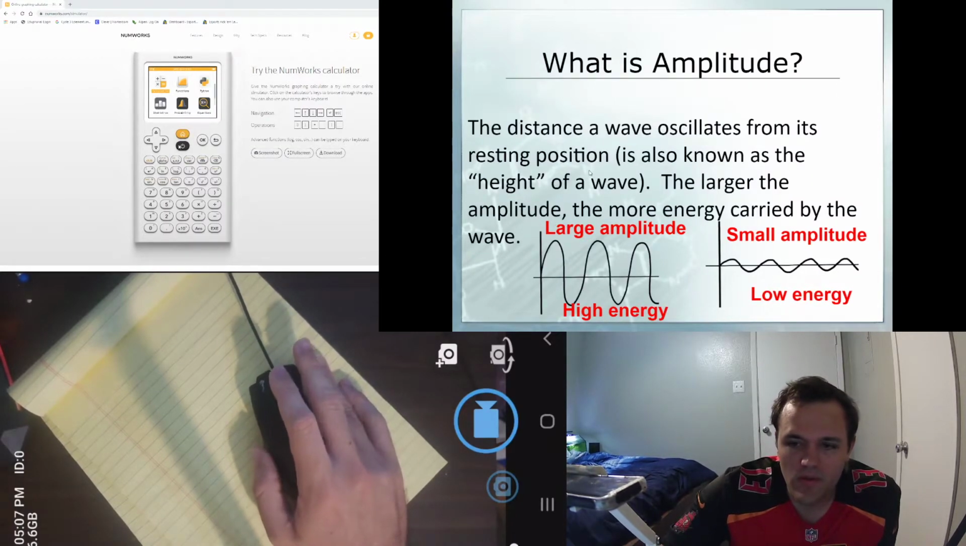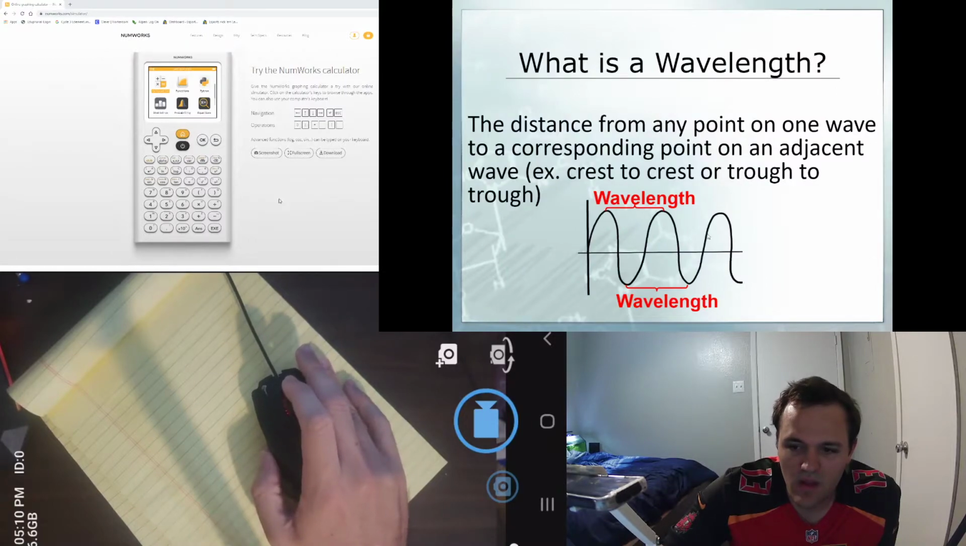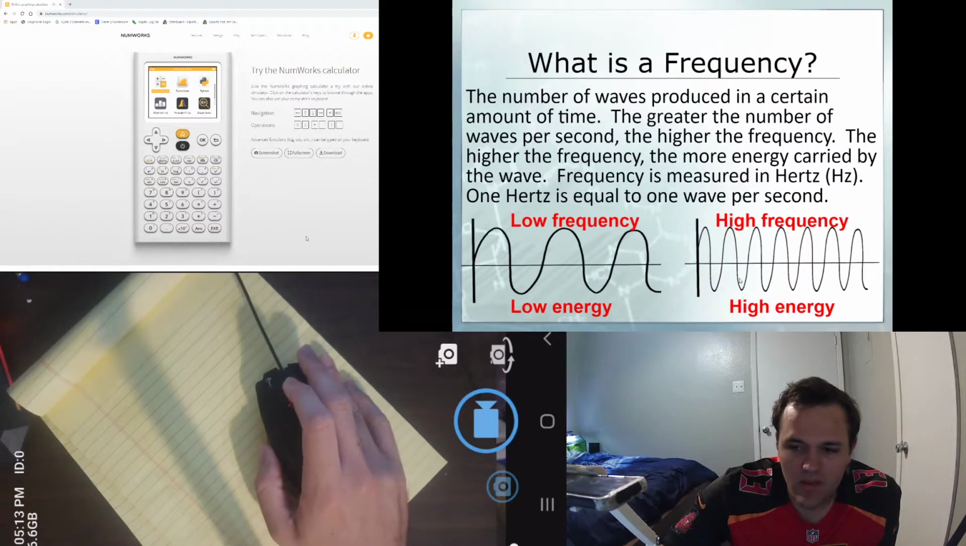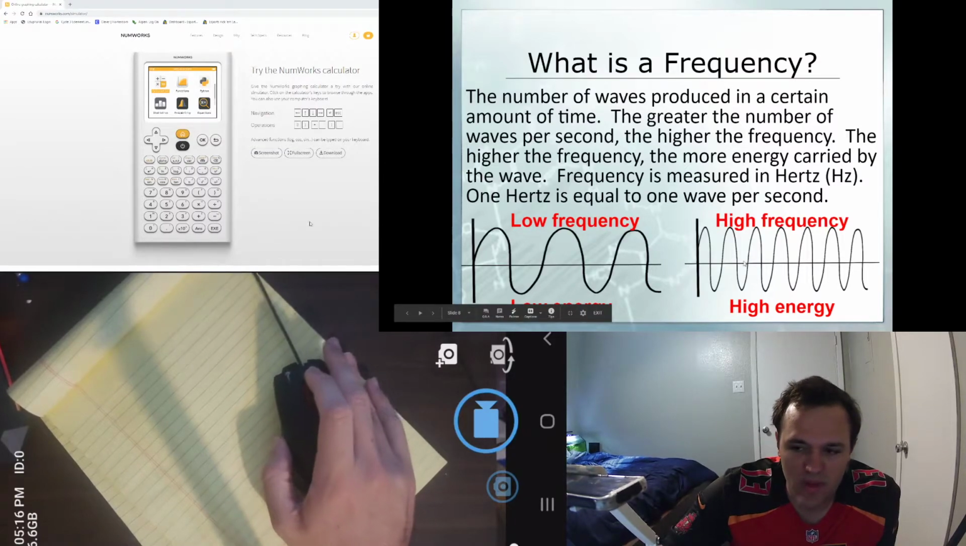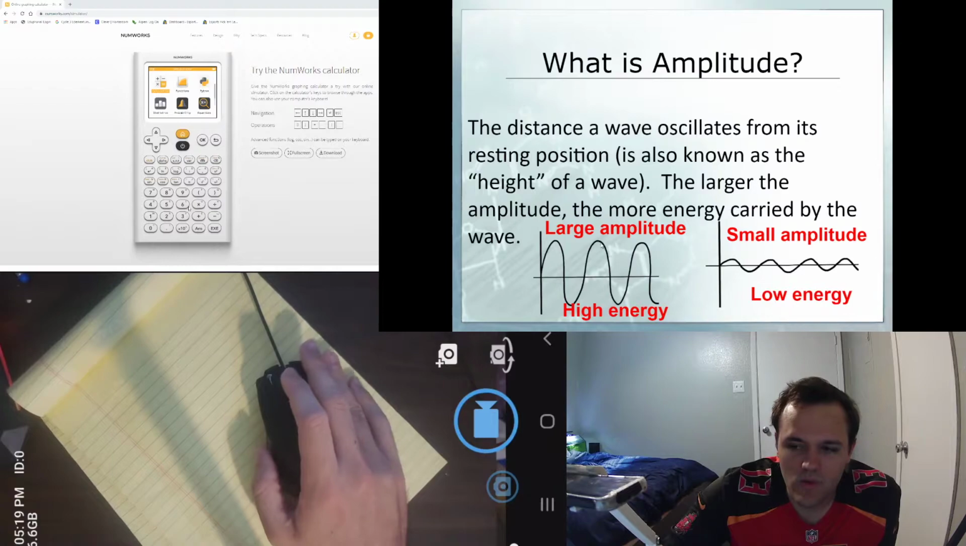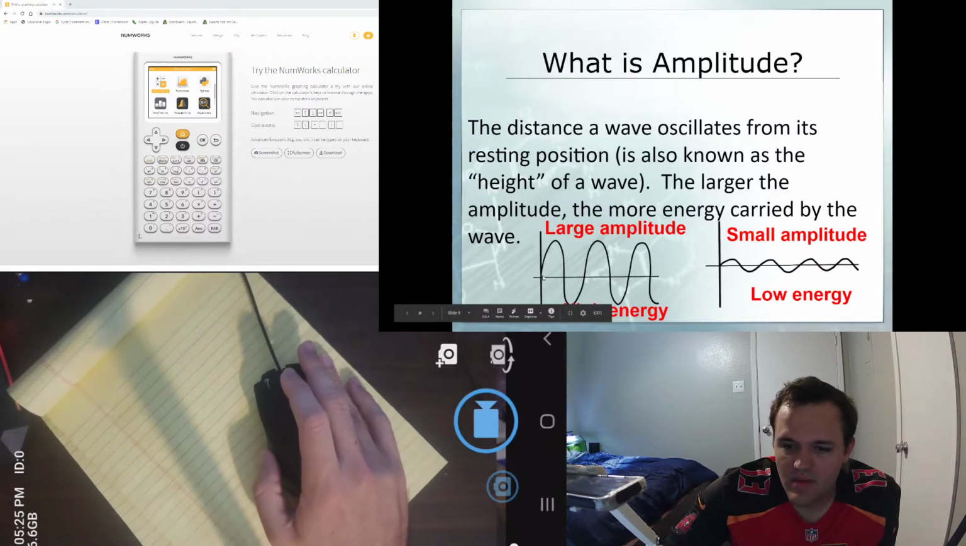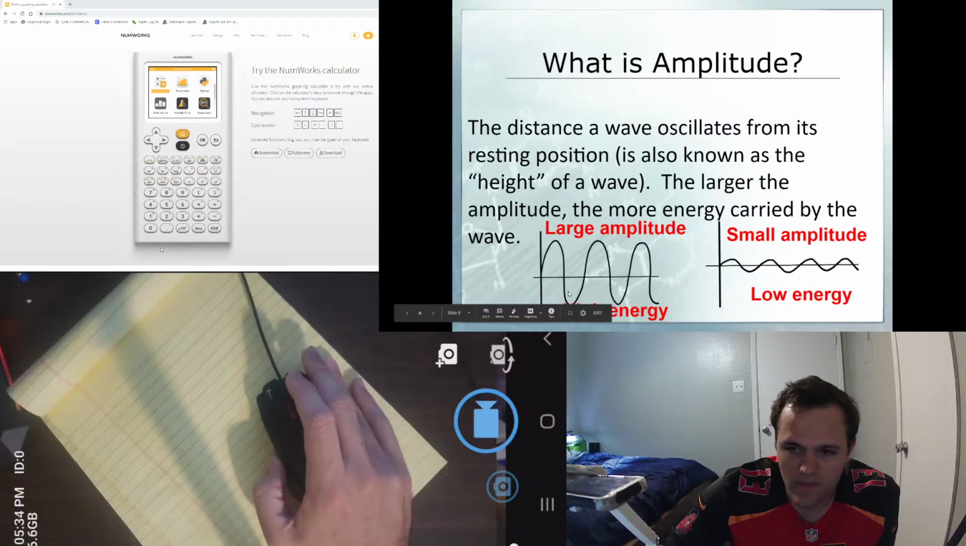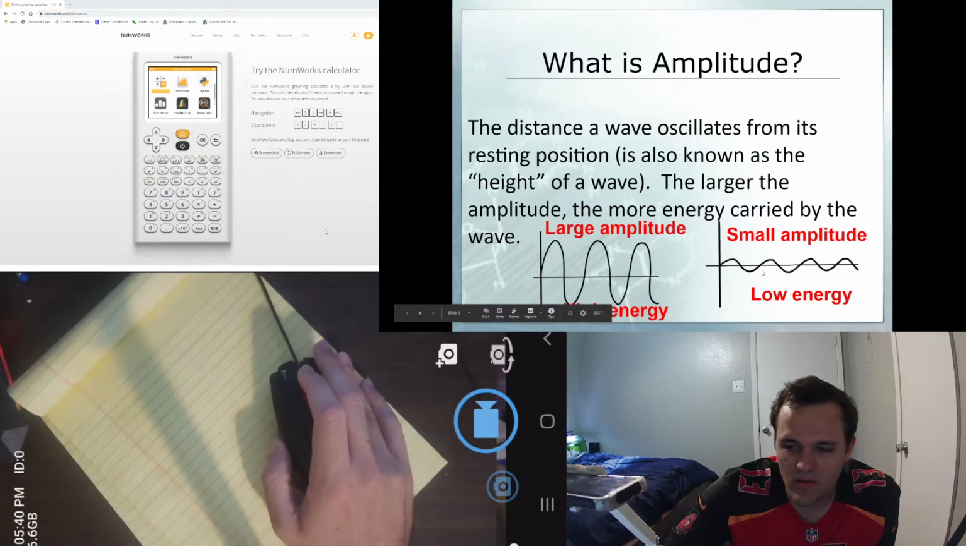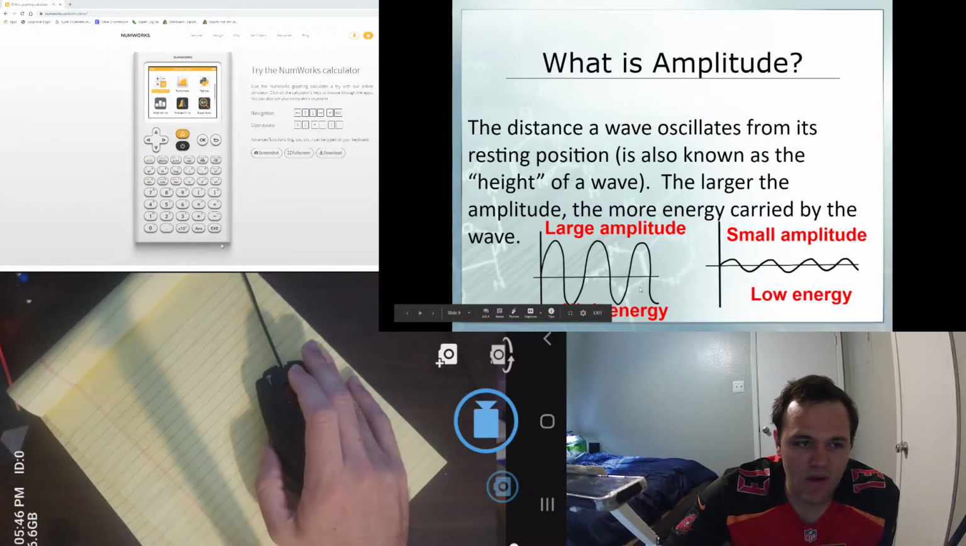All right, and then amplitude, so a wavelength is how far apart each wave is. Frequency is how many waves go by per second. Amplitude would be how tall the wave is, basically. So it's the distance from the resting position or equilibrium to the peak or to the trough, from the middle to one extreme. All right, so these ones here have a large amplitude. These ones over here are a small amplitude because there's not as much distance there. All right, and large amplitude waves, again, carry more energy. Small amplitude waves have less energy.